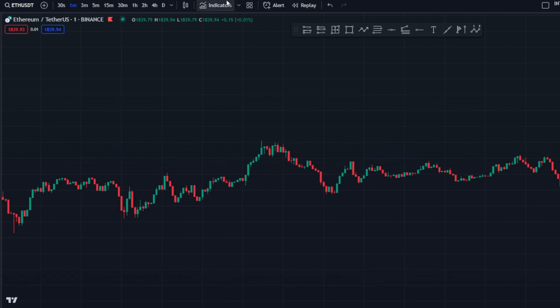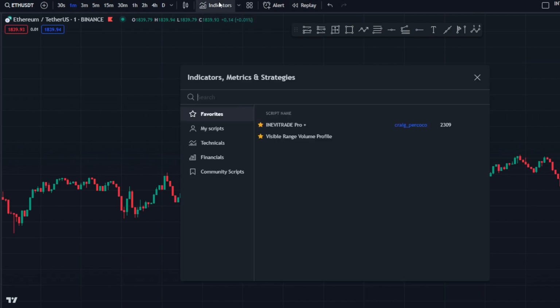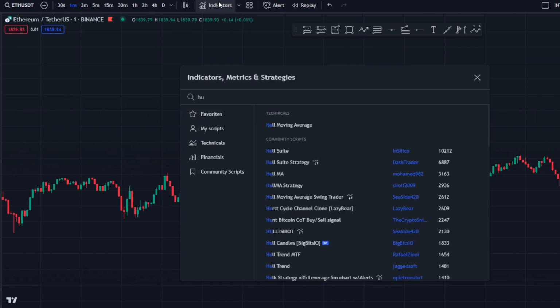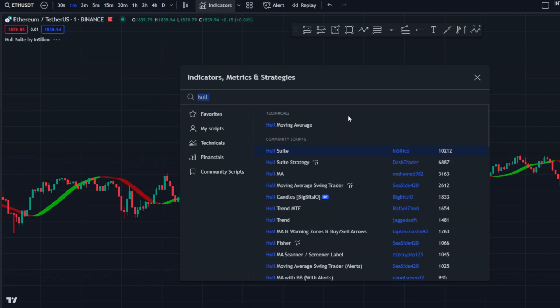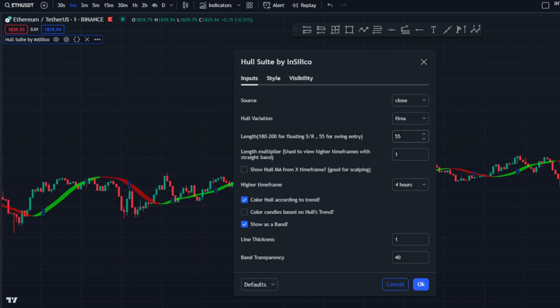For this video we'll be using 3 types of indicators. First type will be the Hull Suite. Search up Hull Suite, the one by Indicators. You're going to be changing certain things. For the length, you're going to let it remain the same, but the length multiplier, change it to 3.